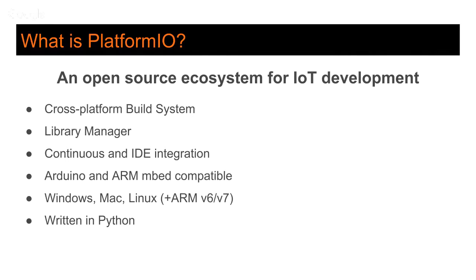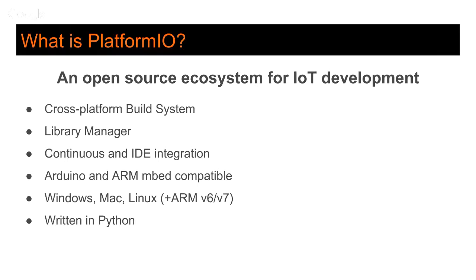PlatformIO is a huge ecosystem, but in a nutshell, PlatformIO is a build system, like Make or CMake. It is written in Python and built on the SCons utility, which makes it cross-platform, and PlatformIO works everywhere: Windows, Mac, Linux, and Linux ARM v6, v7. PlatformIO doesn't depend on operating system software. As I said, the only requirement is Python.